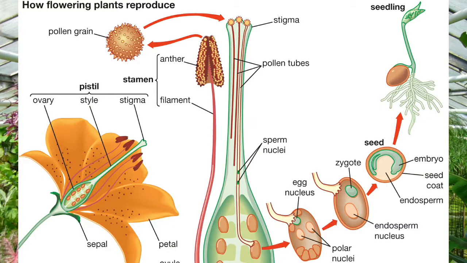Pistil. It is the female reproductive part of a flower. Each pistil has three parts: stigma, style and ovary. Stigma is the uppermost part, which receives the pollen grains. Style forms the neck of the pistil, attached to the stigma. Ovary forms the lowermost swollen part. It contains one or more ovules. Each ovule contains the female gamete, called an egg. So what are gametes? Gametes are mature reproductive cells.